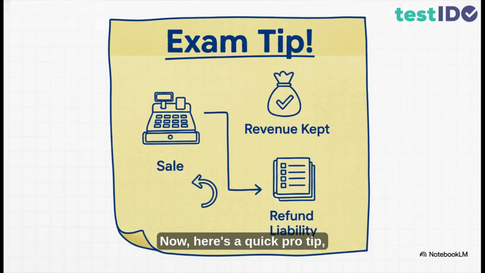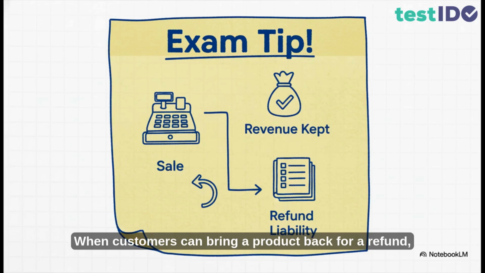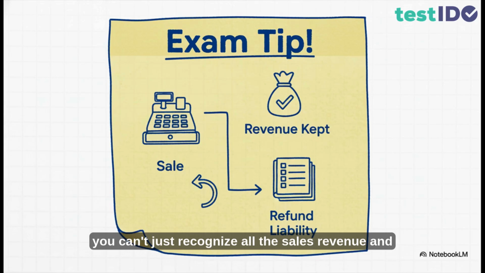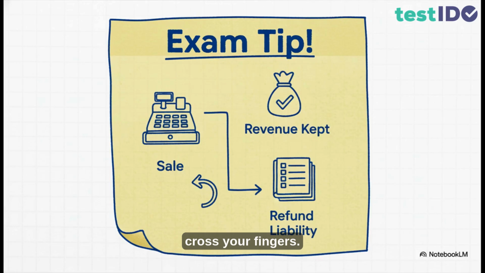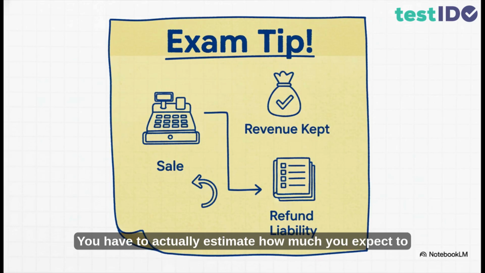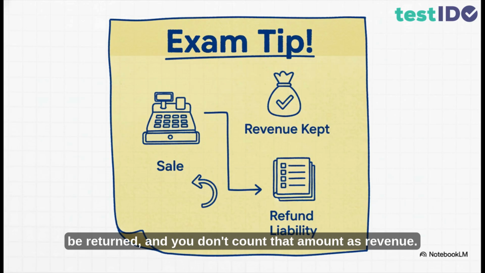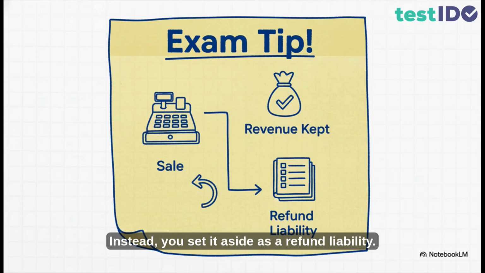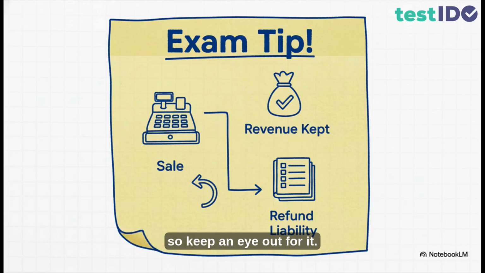Now, here's a quick pro tip, just from me to you. This is a common exam curveball, the right of return. When customers can bring a product back for a refund, you can't just recognize all the sales revenue and cross your fingers. You have to actually estimate how much you expect to be returned, and you don't count that amount as revenue. Instead, you set it aside as a refund liability. You will definitely see this scenario on the exam, so keep an eye out for it.